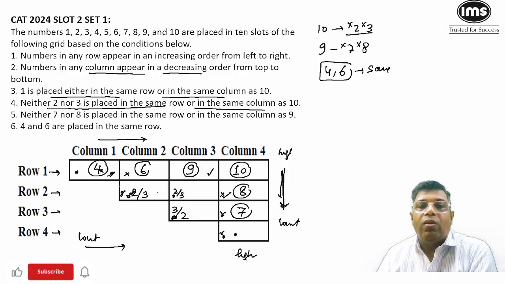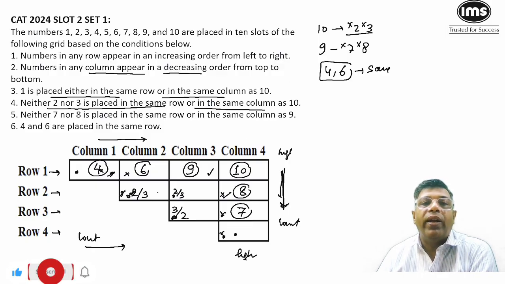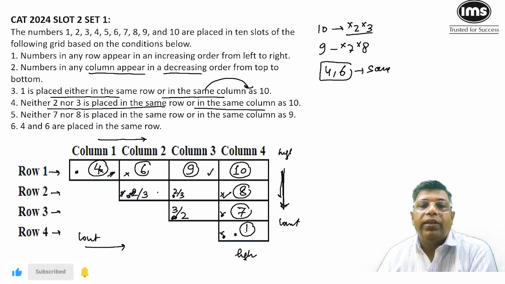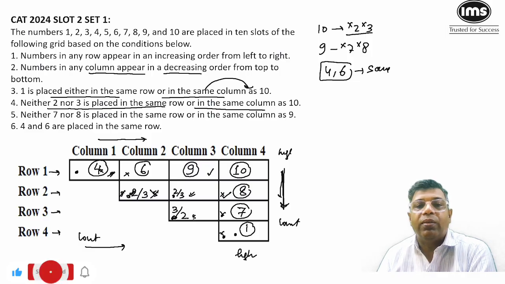Now, where should I take 5 and where should I take 1? 1 I can't take over here, right? The reason is if I take 1, this number has to be lower. That's not possible. Can I take 1 over here? Maybe. But what is the condition of 1? 1 has to come in the same row or same column. So you can take 1 over here only. If you have taken 1 over here, then 5 cannot come here because this number would have to be bigger than 5, and we do not have that. And we can't take this number also 5, so 5 will come over here.